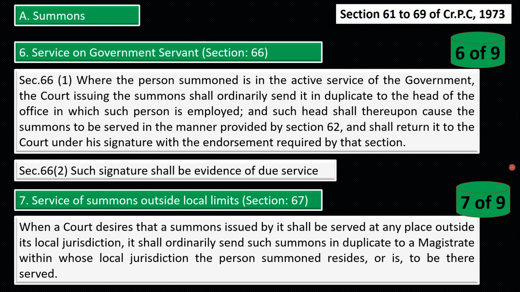So, Section 67 basically says that if a local magistrate is issuing a summons to a person who is outside the jurisdiction of his court, then the court shall send the summons to the court in whose jurisdiction that person resides. I hope it's a very easy concept, and just go through it. You will learn it by heart.